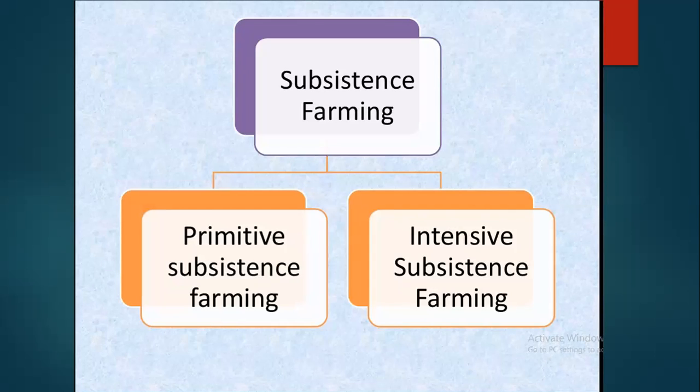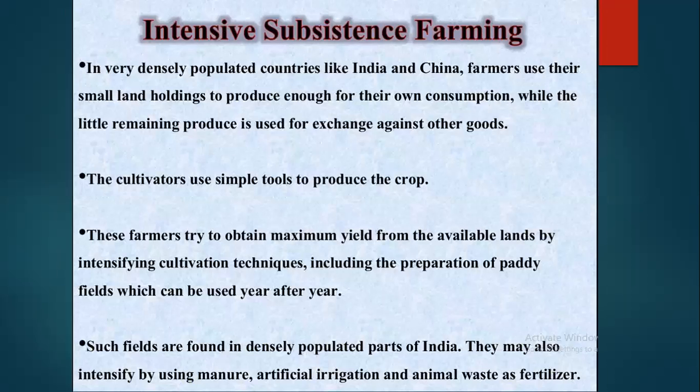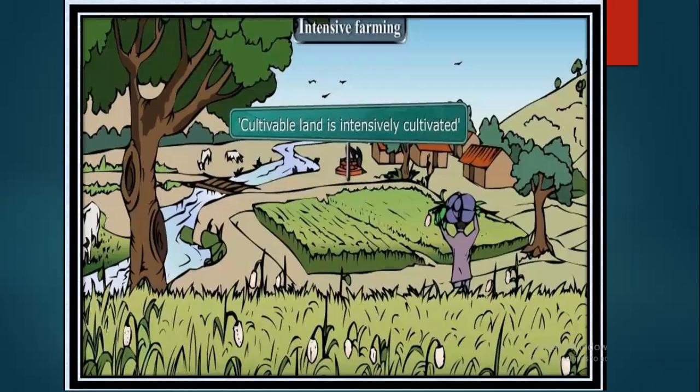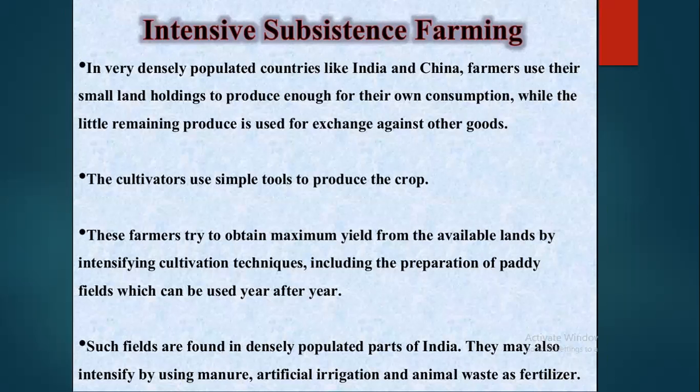Subsistence farming is again further divided into primitive and intensive. Intensive means it's mostly done in very densely populated countries. The farmers use their small land holdings and they try to get maximum yield from their land because it's mainly for their own consumption, and whatever remains they keep for exchange for goods in the market. Here you can see the picture also, small land holdings. They use very simple tools, they don't use modern technology.